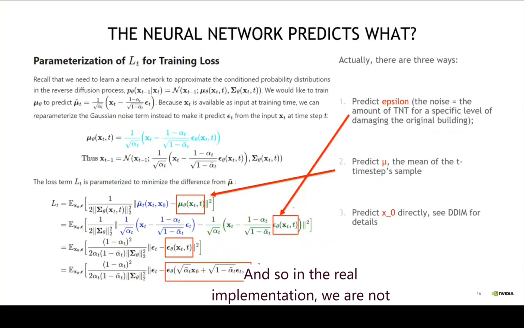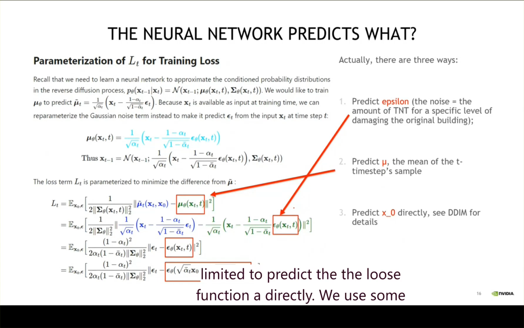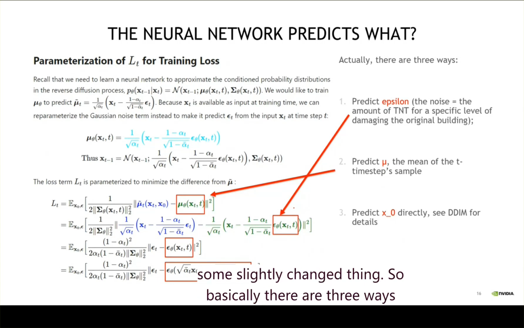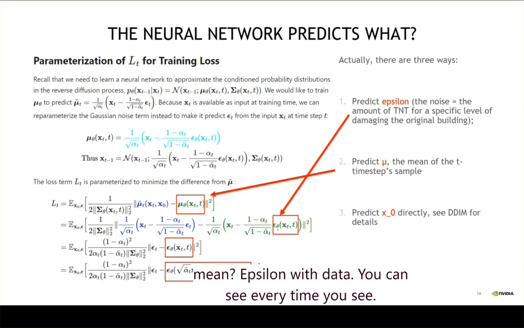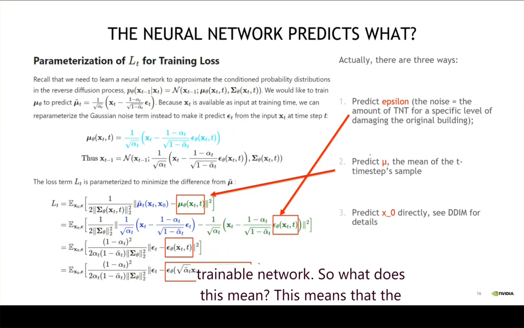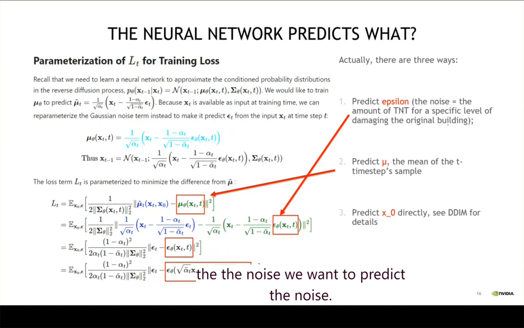In the real implementation, we are not limited to predicting the loss function directly. We use a slightly changed form. There are three ways to construct your network, so there could be three targets. The first one is you can predict epsilon. What does epsilon theta mean? Every time you see theta here, it means a model, a trainable network. So it means we want to predict the noise.